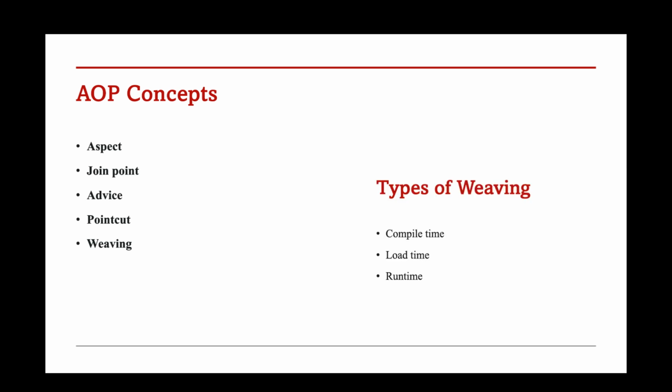Now weaving can happen at 3 different times. First, compile time. Aspects are woven into your code during compilation. This is done by the AspectJ compiler. Your bytecode is modified before the application even runs. Second, load time. Aspects are woven when the classes are loaded into the JVM. Also known as load time weaving. Third, runtime. Aspects are woven while the application is running. This is what Spring AOP uses.